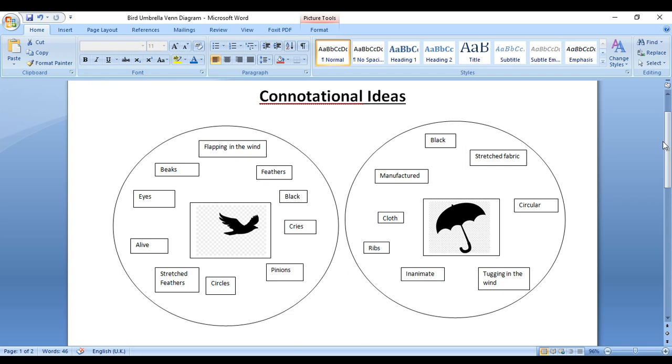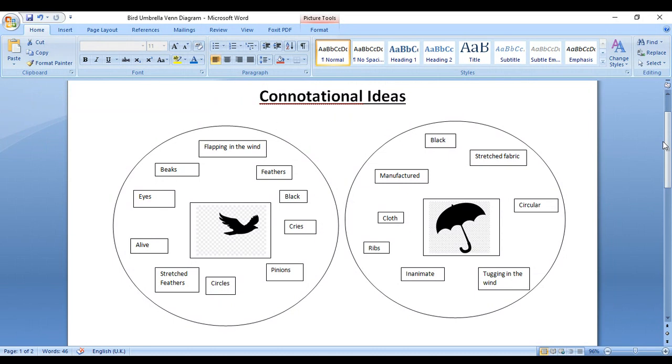Hi everyone. Now I would like to talk to you about a way that you can plan out your answer when answering questions on metaphors. That way is to use a Venn diagram in order to analyse the connotational ideas and the metaphorical ideas after that, which I'll talk to you about in a second.